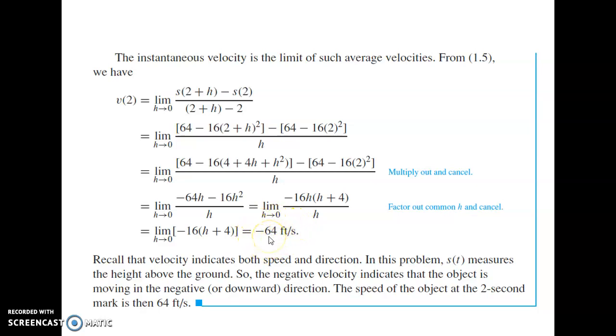Velocity can be positive or negative. Average velocity can be positive and negative, but the speed is always positive. That means we take only the magnitude. We neglect the sign. So if you are asked to find the speed, remember here you should neglect this sign. Then you say that the speed at 2 seconds is 64 feet per second. The velocity at 2 seconds is minus 64 feet per second.